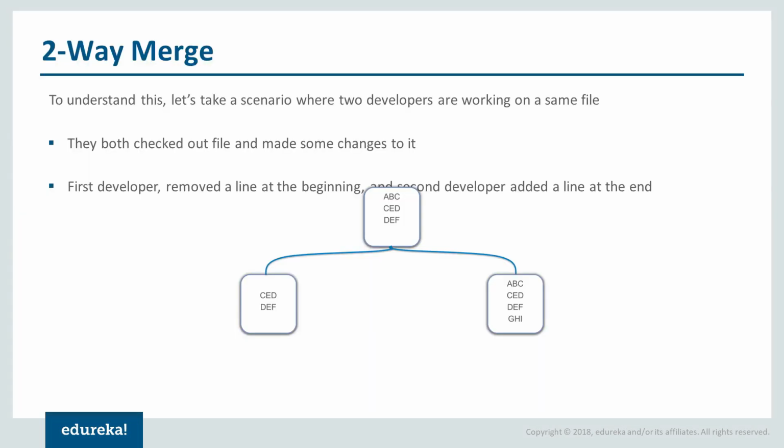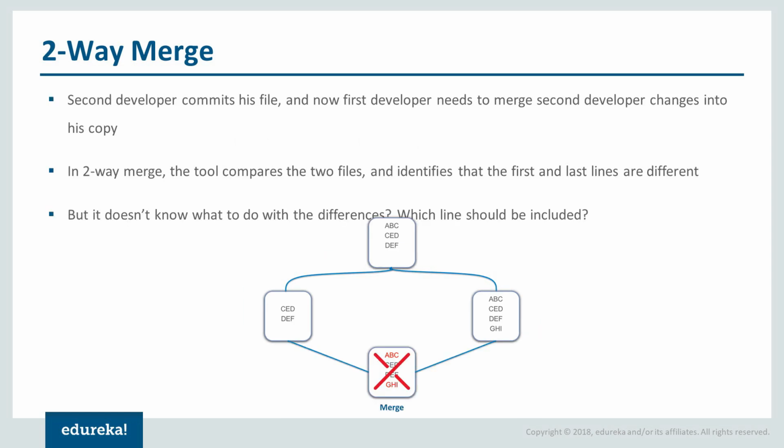Now let's look at the two-way and the three-way merge scenarios. So let's first discuss the two-way merge scenario. To understand this, let's take a scenario where we have two developers working on the same file. The file has these three lines. They both checked out the file and made some changes to it. So they both have the same file, and they are modifying it on their local repository, or the local copy of the repository. The first developer removed the first line, and the second developer added a line at the end, GHI. Now the second developer commits his file, which is this, and now the first developer needs to merge the second developer's changes into his copy, which is happening here.